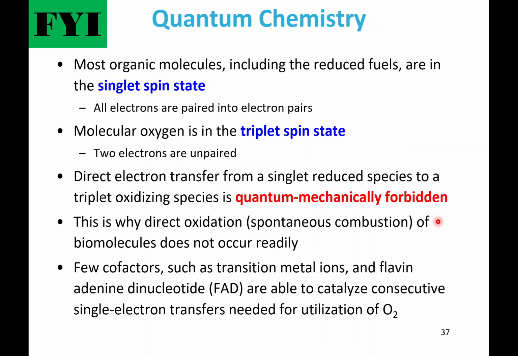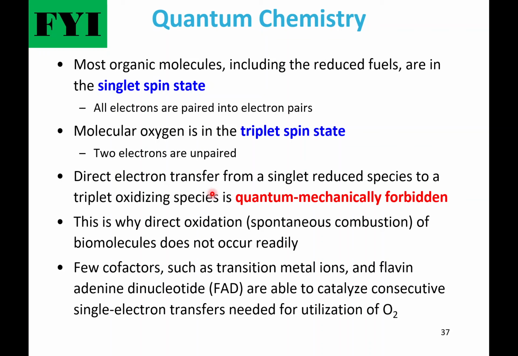All right, so quantum chemistry, this is really just for your information. You're not going to be tested on this. Most organic molecules, including reduced fuels, are in what's known as the singlet spin state. All electrons are paired. They're all in electron pairs. Molecular oxygen is actually in the triplet spin state, where two electrons are unpaired.